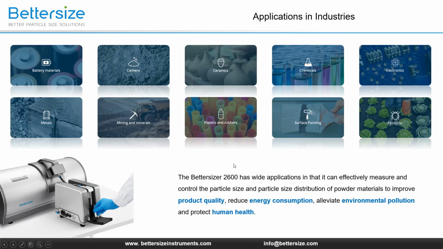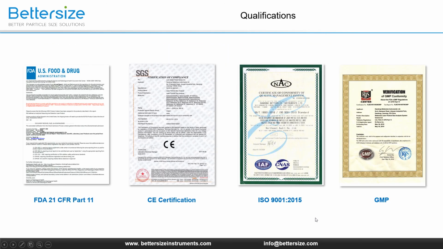The Betasizer 2600 is capable of particle size testing in almost all situations and has broad applications in various industries like batteries, cement, ceramics, etc. It is a great tool to monitor the particle size distribution of materials to improve product quality, reduce energy consumption, alleviate environmental pollution, and protect human health. It has acquired International Quality Management Certification and European CE certification. The superior and stable performance of this analyzer has been recognized.